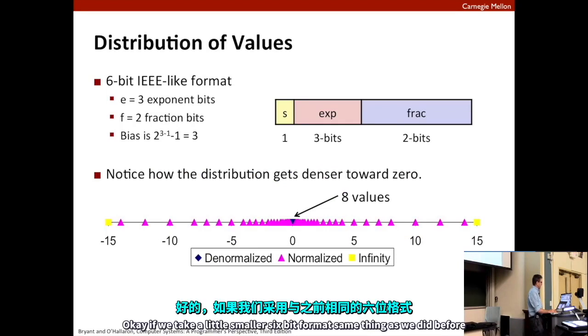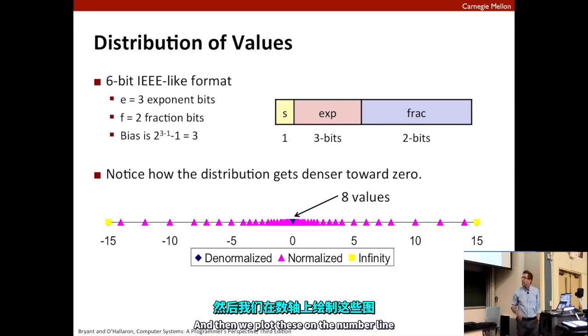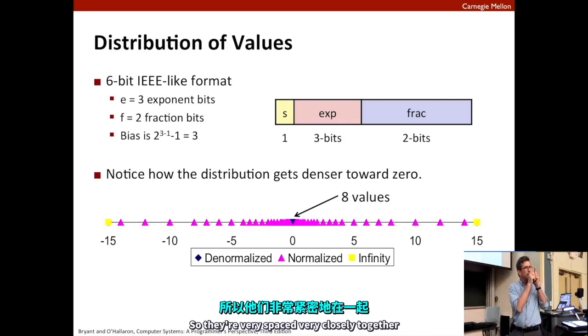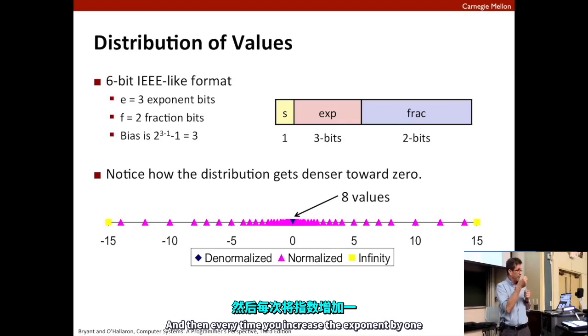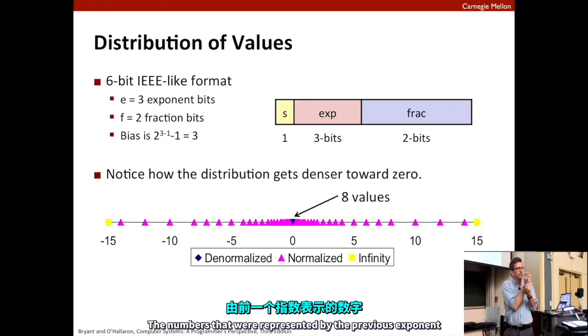Okay, if we take a smaller 6-bit format, same thing as we did before, just different numbers of bits in EXP and frac, and then we plot these on the number line, you can see that the values are very dense around 0, so they're spaced very closely together. And then every time you increase the exponent by 1, the numbers are spaced twice as far apart as the numbers that were represented by the previous exponent.